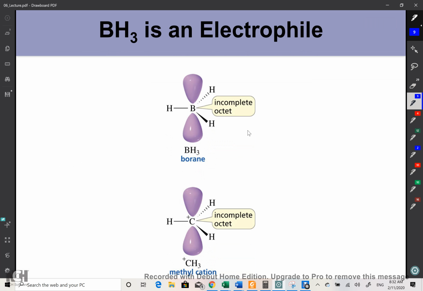Now, hydroboration. Borane, BH3, is an electrophile because it's a Lewis acid. All Lewis acids are electrophiles, okay? And it's an electrophile because it has an incomplete octet, and so it needs electrons to complete its octet. And because it is an electrophile, it will also undergo the same type of reaction that all electrophiles undergo. Does that make sense? So it can react with a double bond.